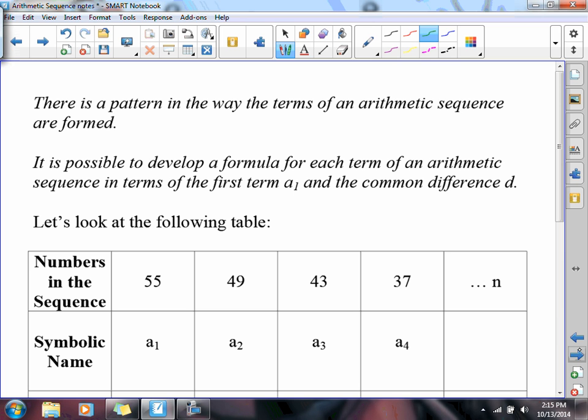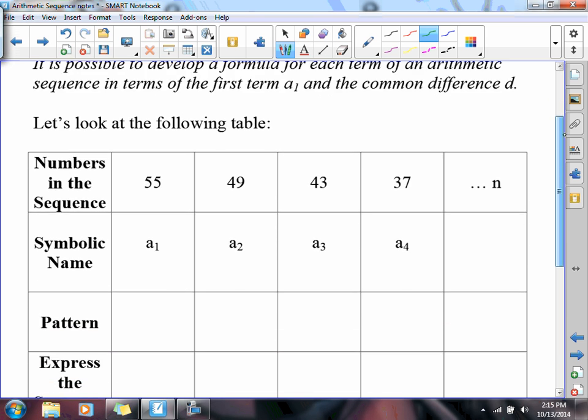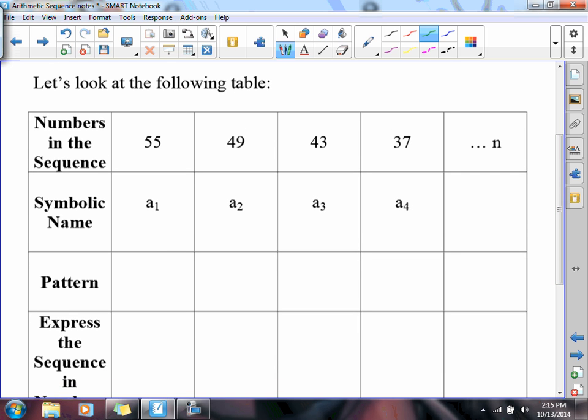Okay, now there is a pattern in the way that the terms of an arithmetic sequence are formed. And it's possible to take that pattern and develop a formula for each term of an arithmetic sequence. We're going to start with our first term as A1, and then our common difference will be D. So I'm going to use this table to help me figure out what that formula is.